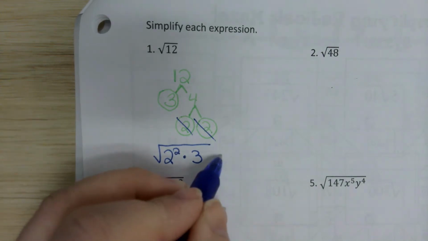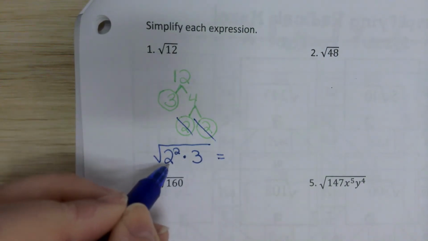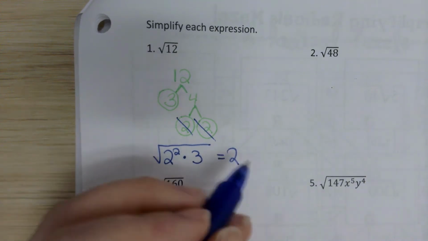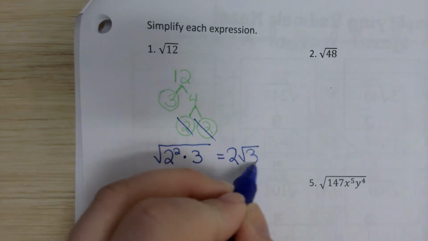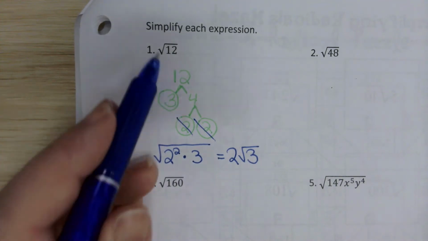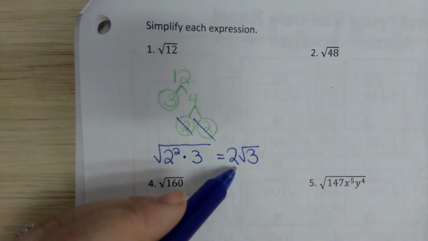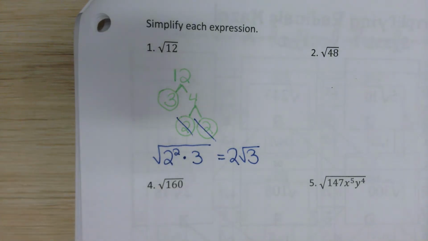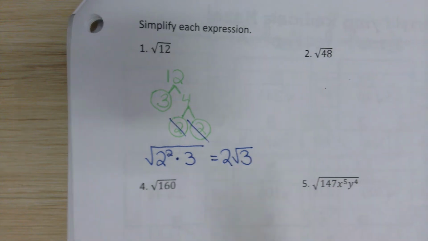And when I simplify this, I have the square root of 2 squared is 2, and the square root of 3 remains inside. So square root of 12 is the same thing as 2 square roots of 3. I'll use the ladder for the next one.